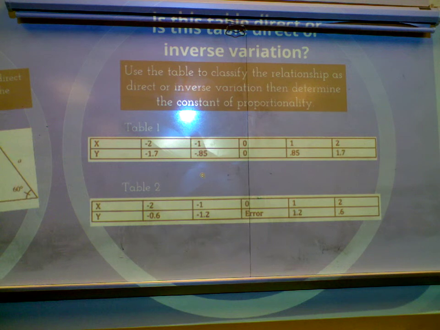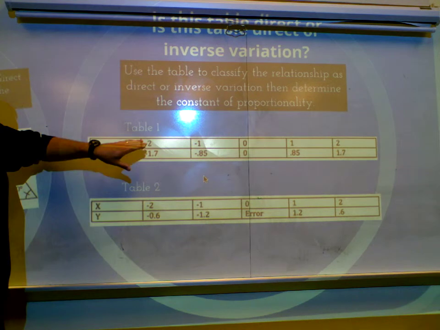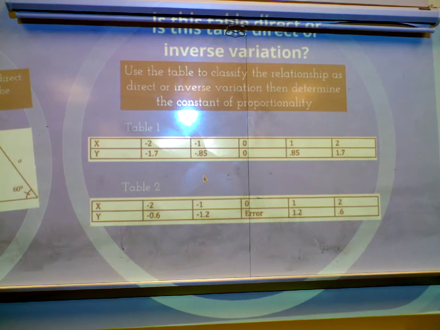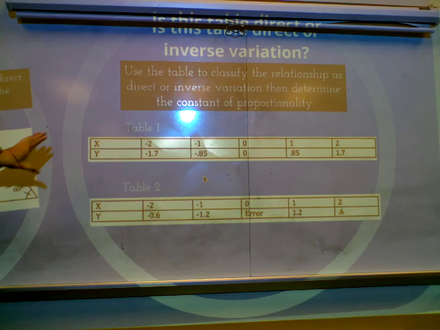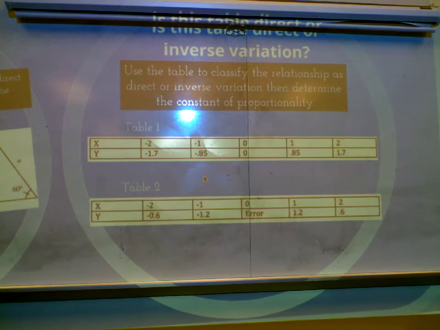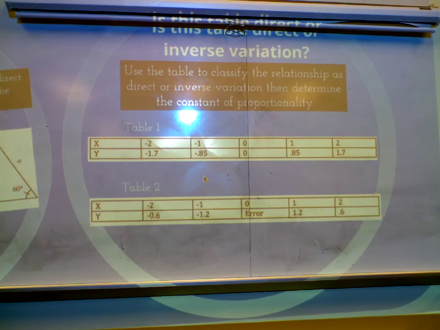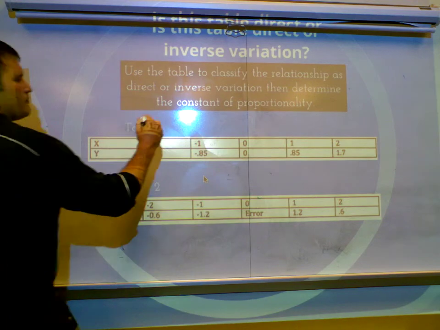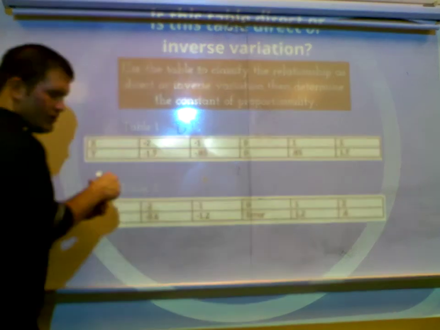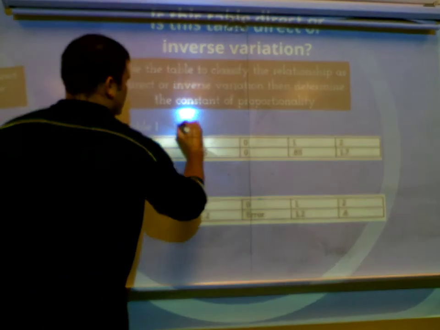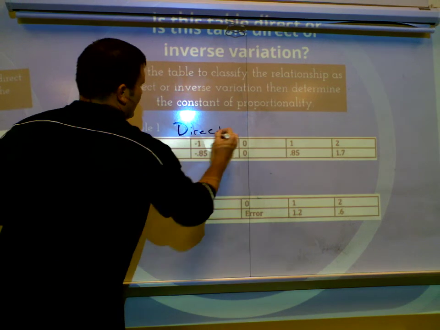All right. So look at this one. X is going -2, -1, 0, 1, 2. Y goes -1.7, -0.85, 0, 0.85, 1.7. How is this one behaving? As X increases, what's happening to Y? Increasing. So what do you think it is? Direct. So this one might be direct. It's behaving like it's direct, correct?